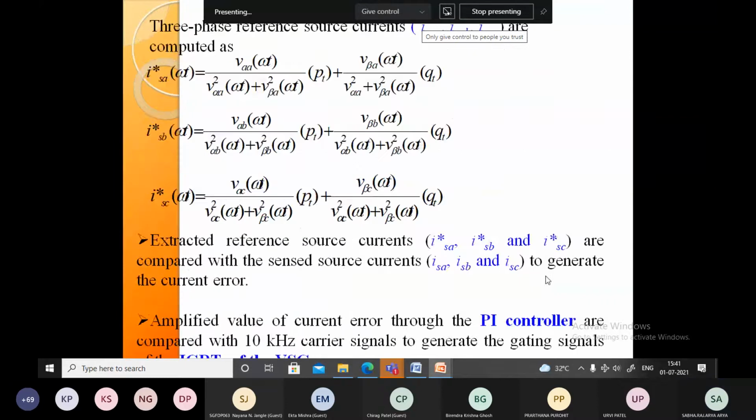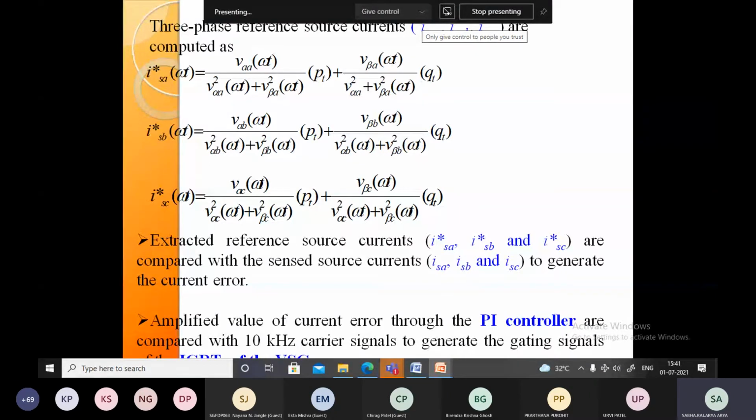Then this formula is given in Akagi's work, and in any paper you can see it. In all those papers, this formula is given for ISA star, ISB star, ISC star. So those we can find out.